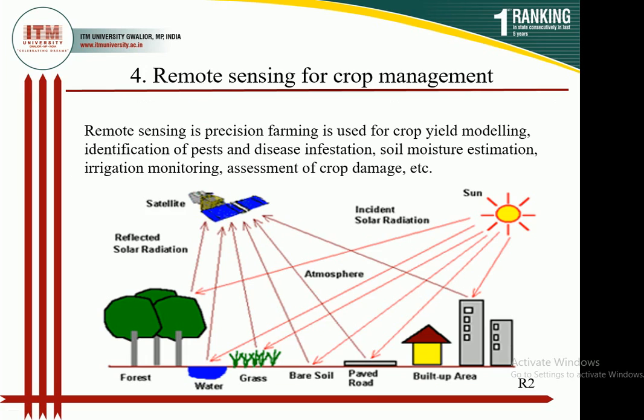Next, for crop management, meaning detection of pest and disease infestation, soil moisture estimation, irrigation monitoring, and assessment of crop damage, remote sensing techniques are used. Remote sensing is a technique by which we can get information about objects which are very far away from us with the help of satellites and the radiation reflected from different objects.